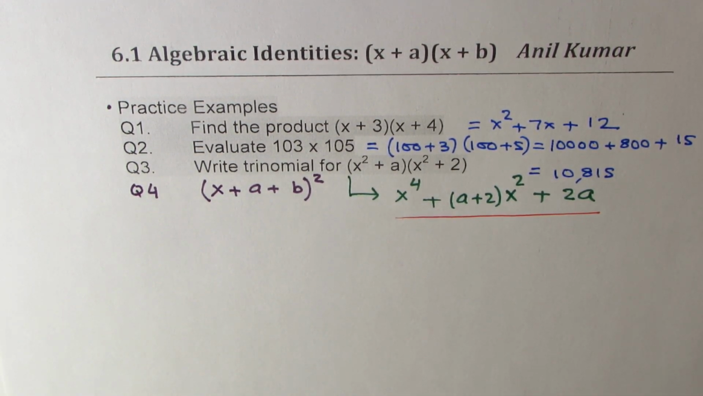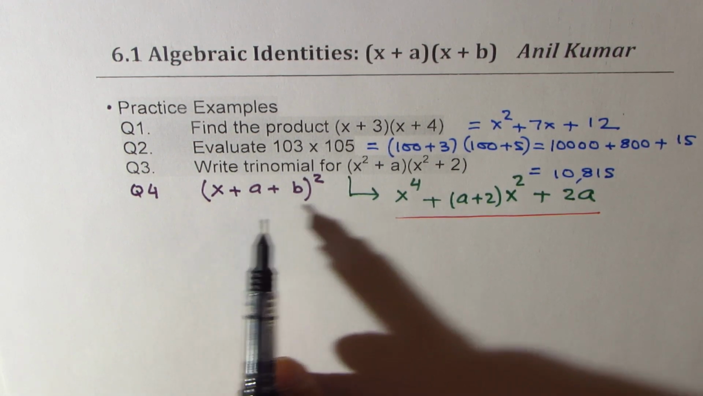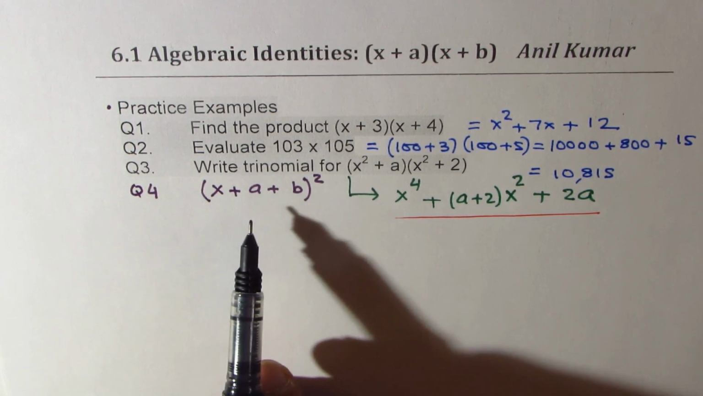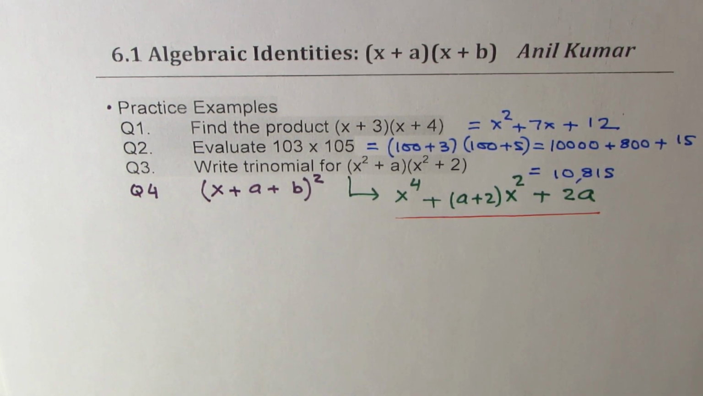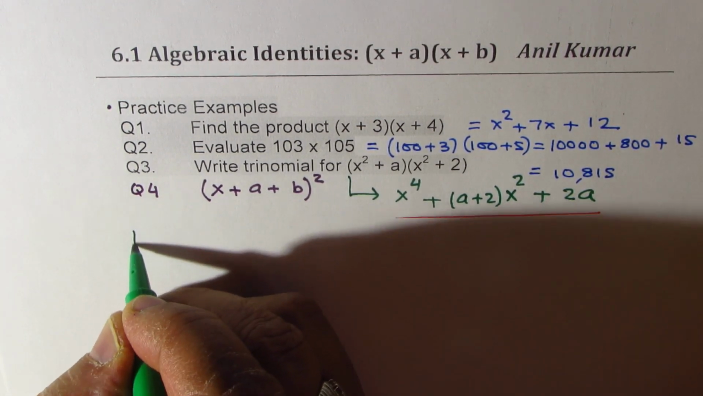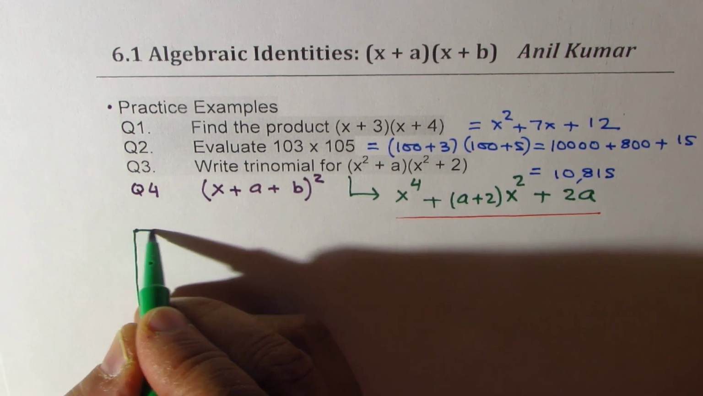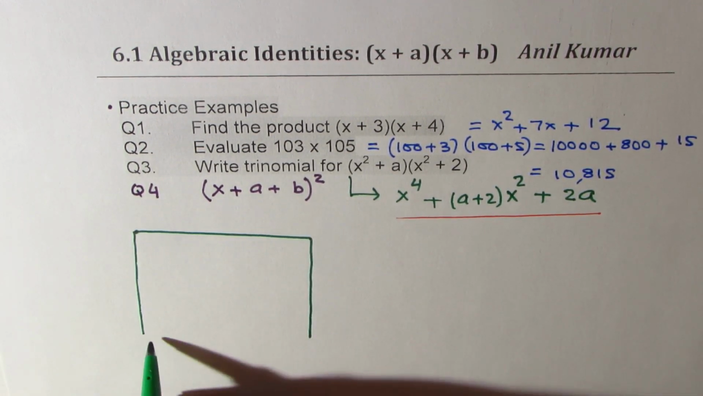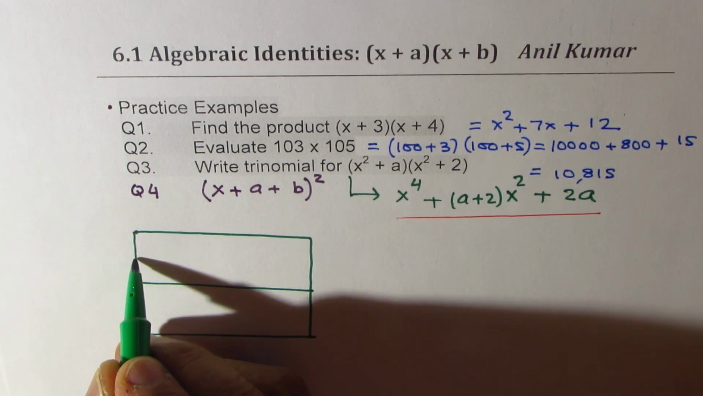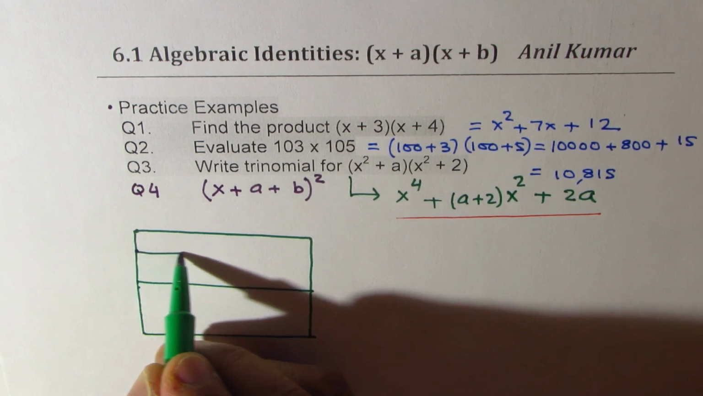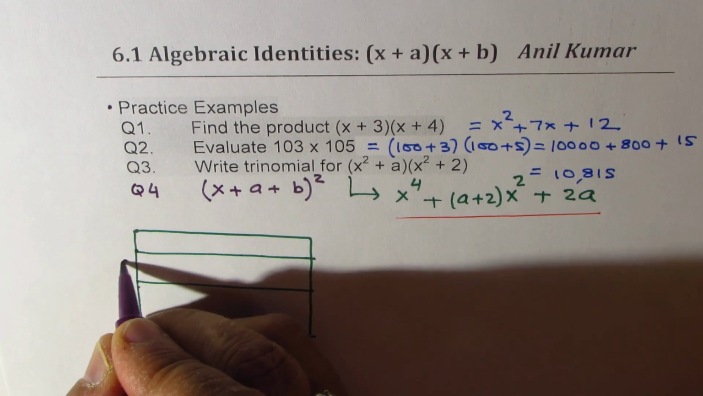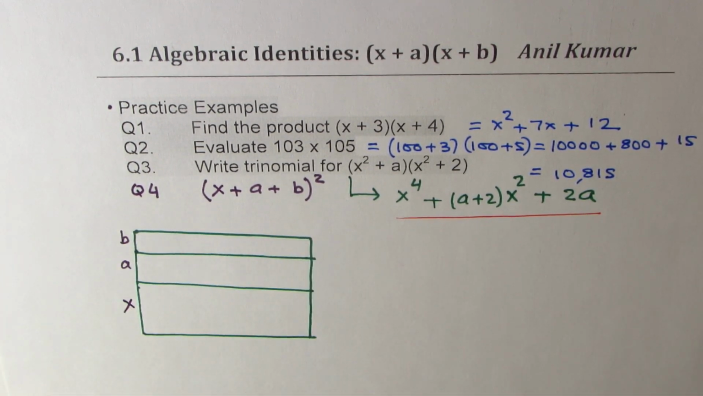Okay. Now the last expression here is x plus a plus b whole square. You have to do this part. How do we do it? Well, one way which I could share with you is to make a rectangle. So we'll do it in a different way. So let's say we have this rectangle. Okay. So let's say this is x for us. And then we have a and b. Let's say this is a and this is b. So what I'm trying to say here is that this is x for us, this is a for us, and this is b for us.